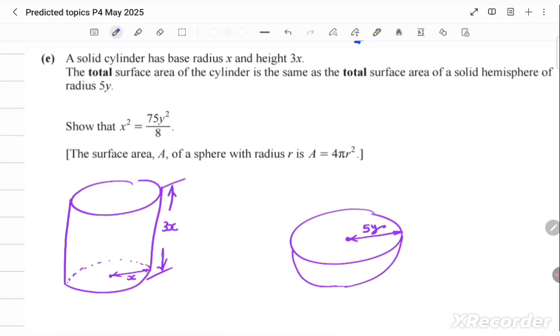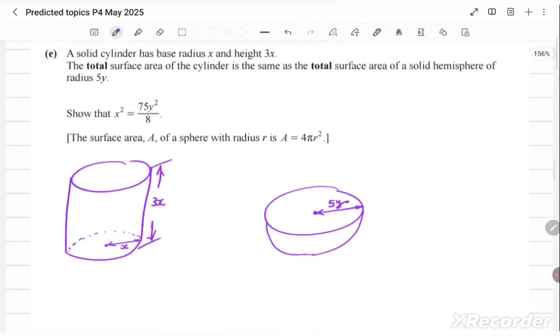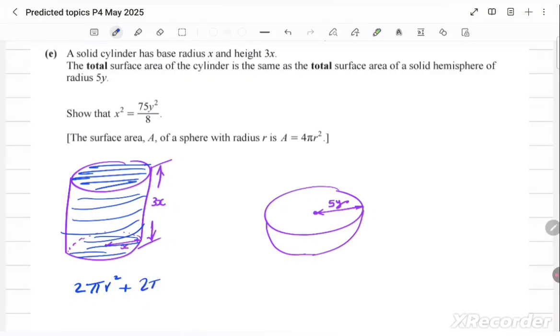Okay, so the total surface area of a cylinder: I have two circles like this, this part and this part. The area of a circle is pi r squared, and I have two, so 2 pi r squared, plus the circumference of this cylinder, which is 2 pi r, times the height. Now I have the total surface area of the cylinder.